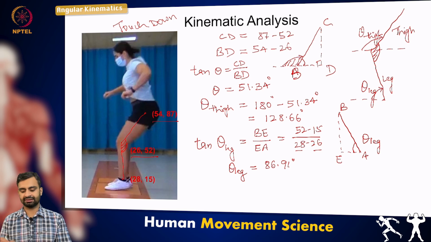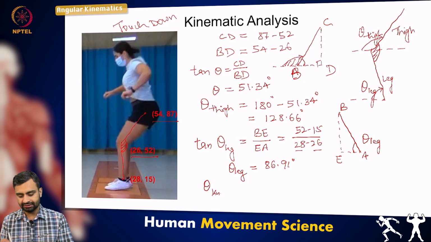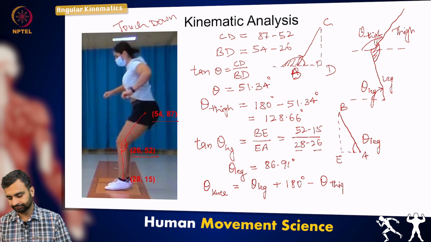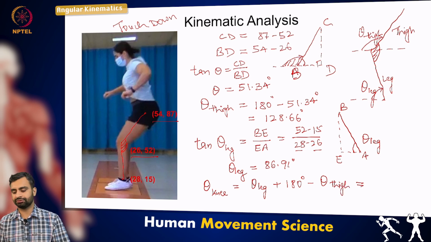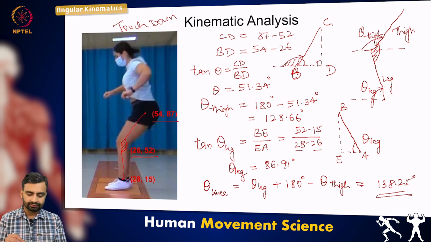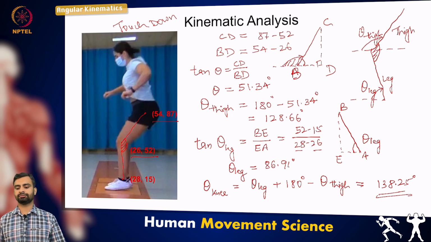So with this we will calculate theta leg as 86.91 degrees. And finally, once we know the absolute angles, we can calculate the relative angle between leg and thigh segment, which is given by theta knee, equal to theta leg plus 180 degrees minus theta thigh. When we plug in those values, we will get 138.25 degrees, which seems about right looking at the picture.